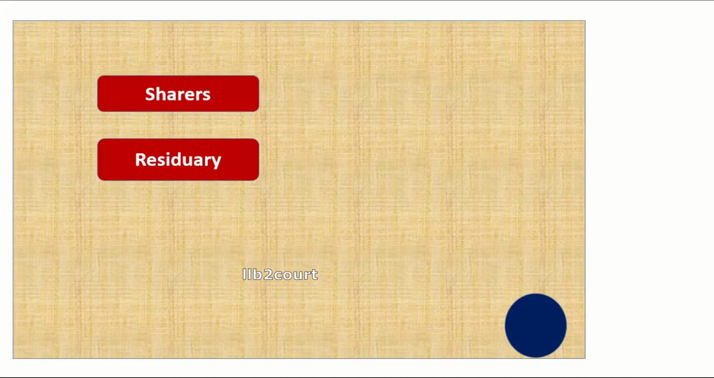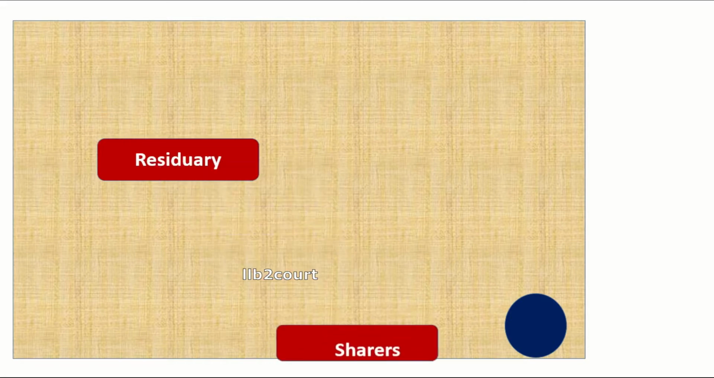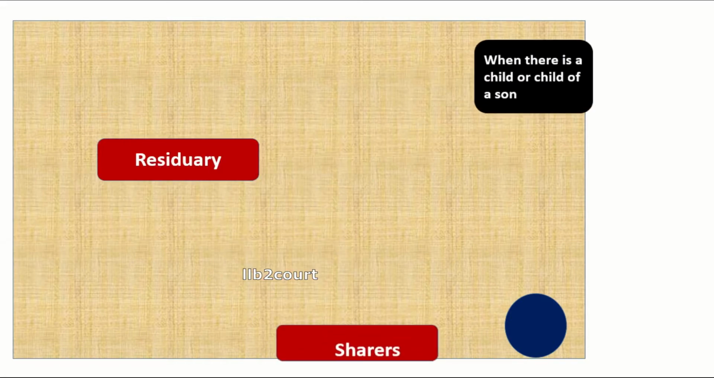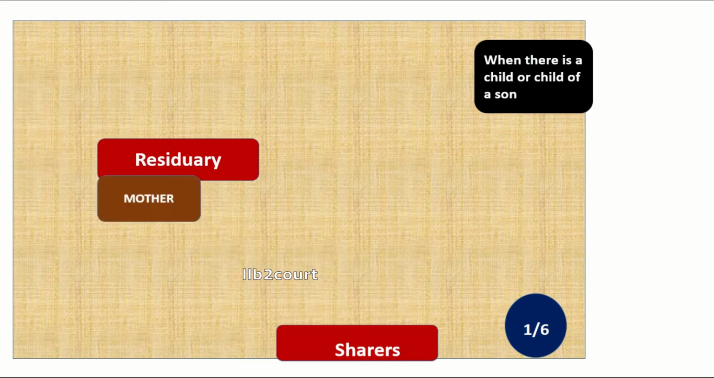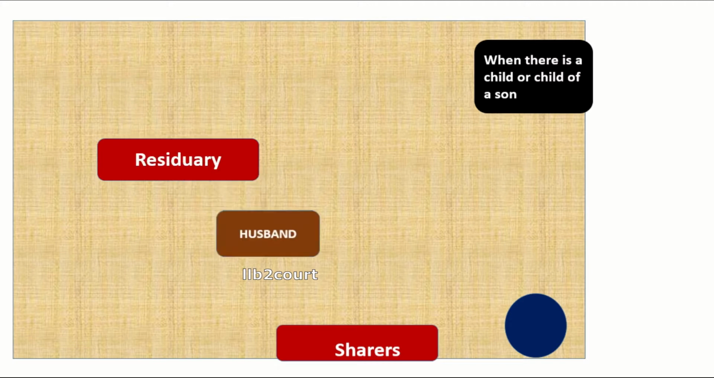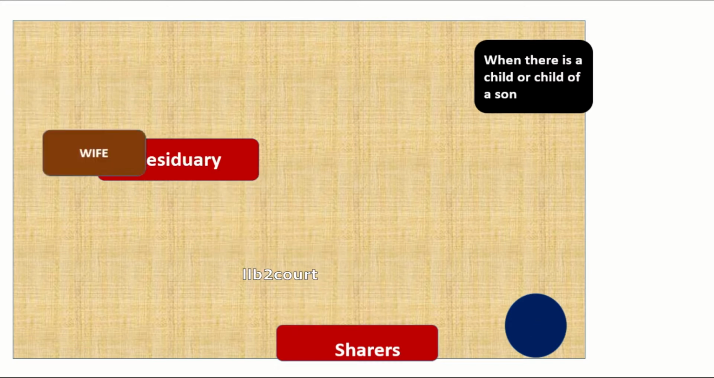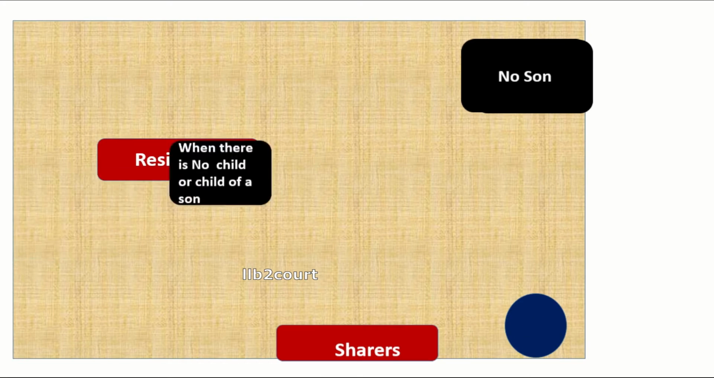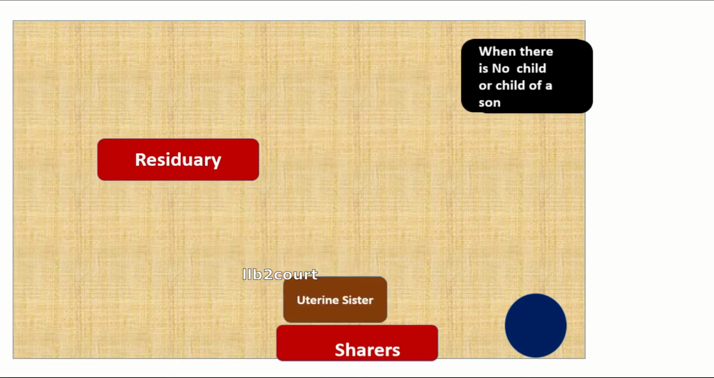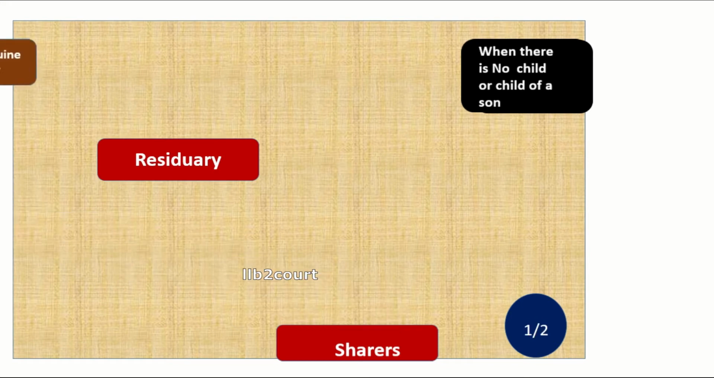So let's take a quick recap. Who will all be the sharers? When there is a child or child of a son, the true grandfather will take 1 by 6. True grandmother the same. Father the same. Mother the same. Husband will take 1 by 4. Wife would take 1 by 8. When there is no son, the daughter will take 1 by 2. When there are no children, the uterine sister will take 1 by 6, full sister 1 by 2, consanguine sister 1 by 2.